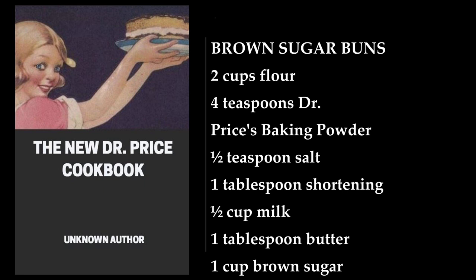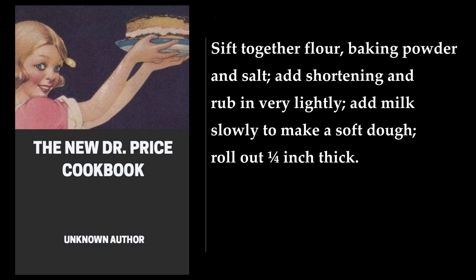Brown sugar buns. 2 cups flour, 4 teaspoons Drive Prices baking powder, 1/2 teaspoon salt, 1 tablespoon shortening, 1/2 cup milk, 1 tablespoon butter, 1 cup brown sugar. Sift together flour, baking powder and salt, add shortening and rub in very lightly, add milk slowly to make a soft dough.